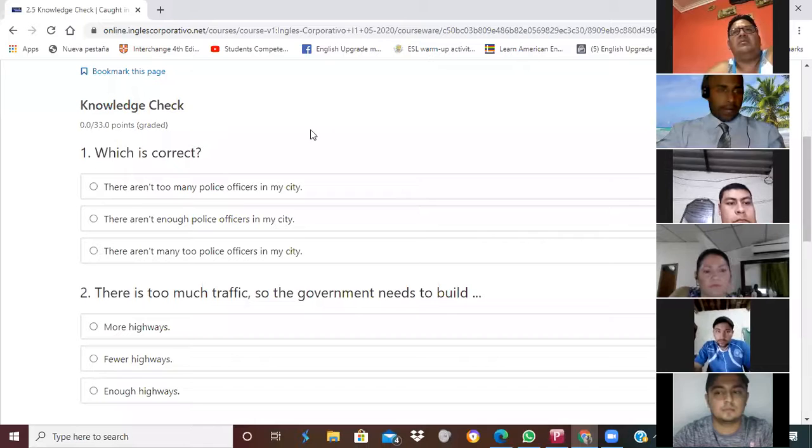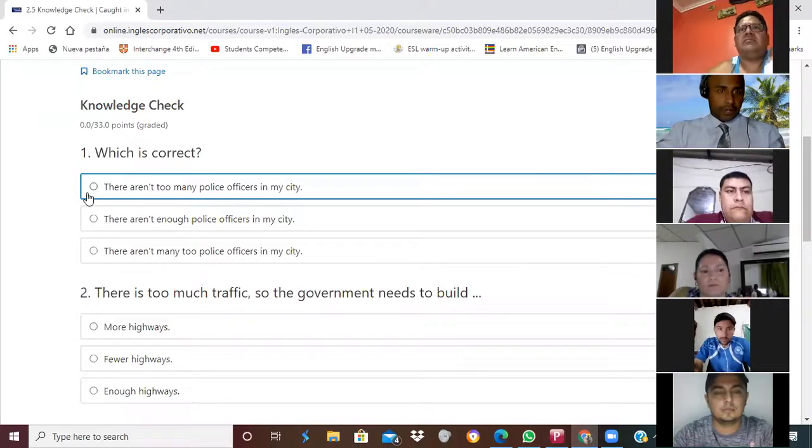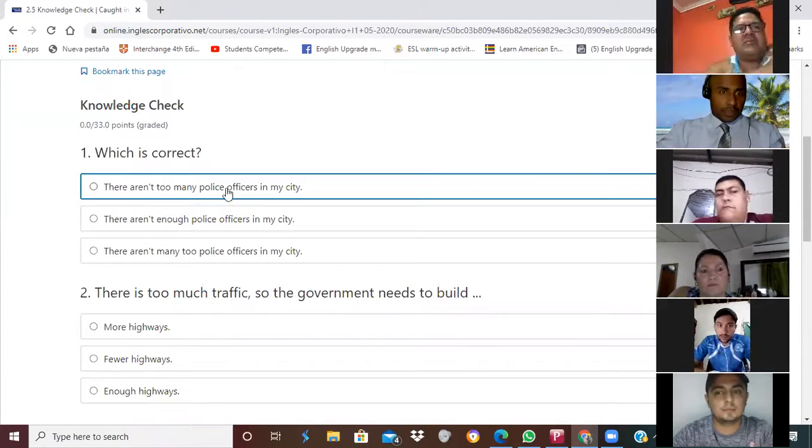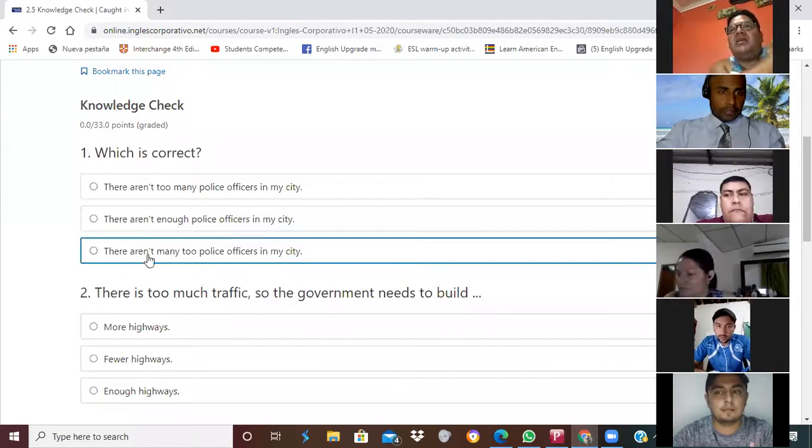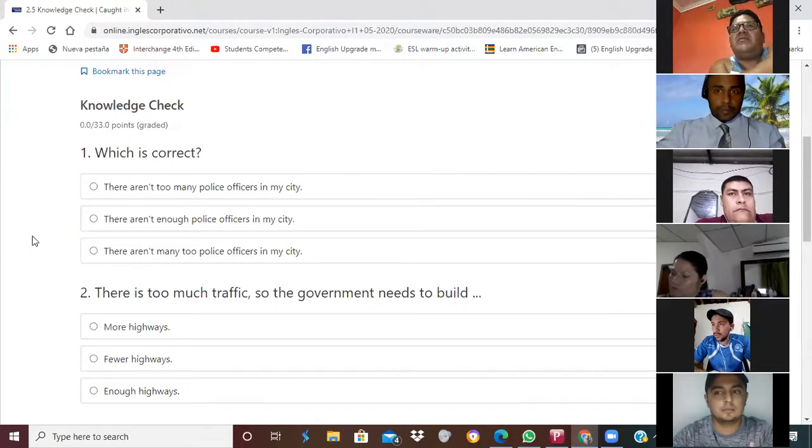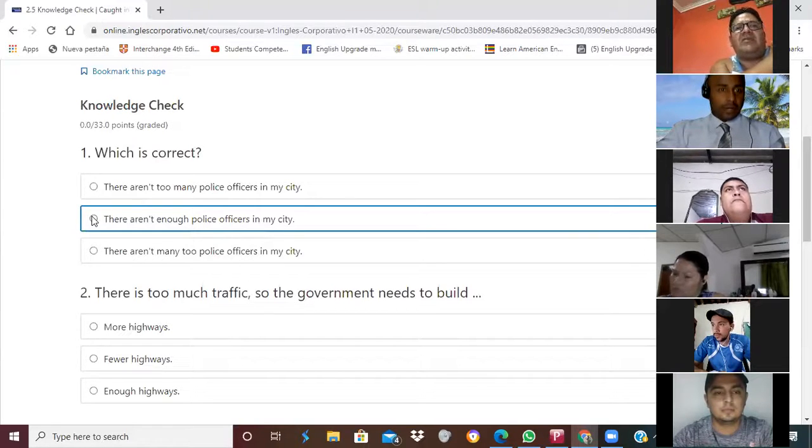Enrique Ortega, do I say which is correct? There aren't too many, there aren't enough, there aren't many. A, B, or C? That's right. There aren't enough police officers in my city.